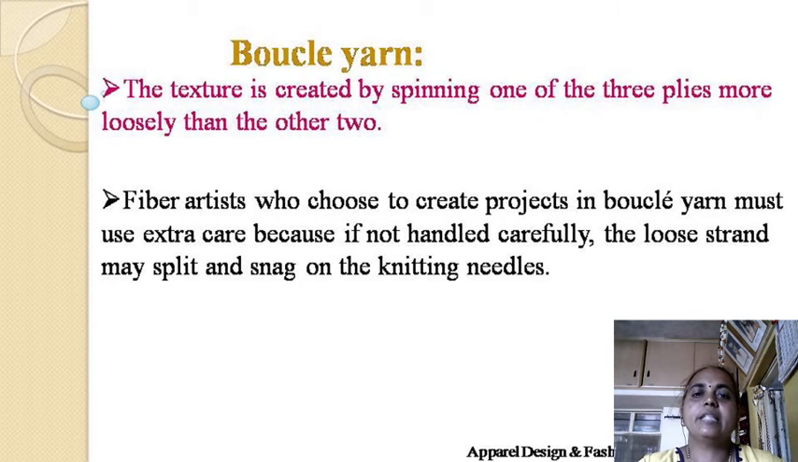The texture is created by spinning one of the three plies more loosely than the other two. What is spinning? The process of giving twist is known as spinning. If you are using three plies, one strand or ply is spun more loosely than the other two. So, we get this buckle or loop effect.